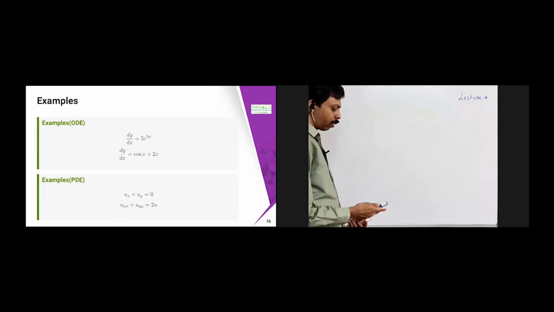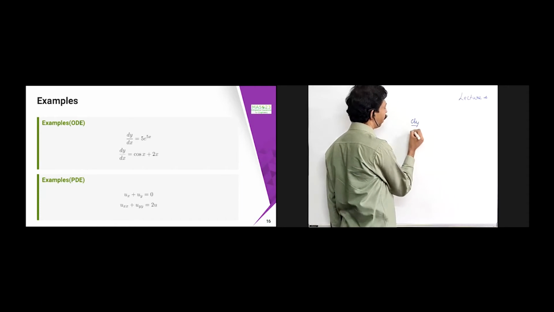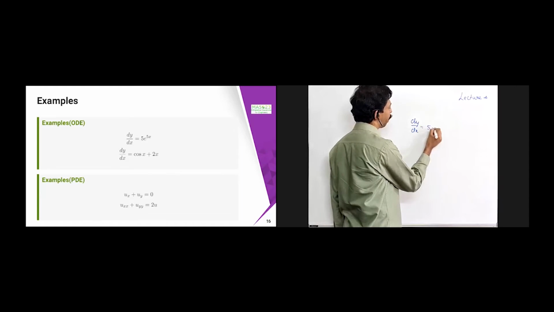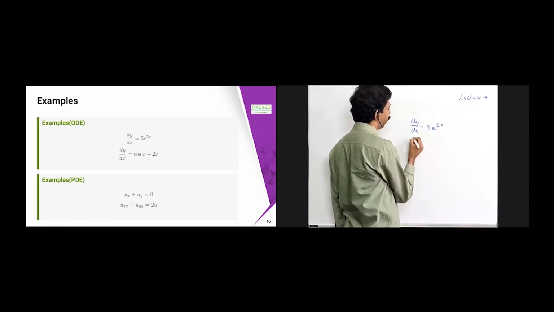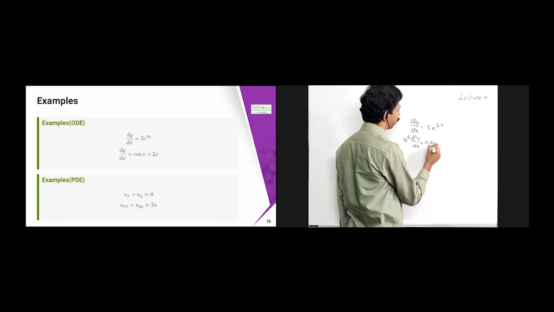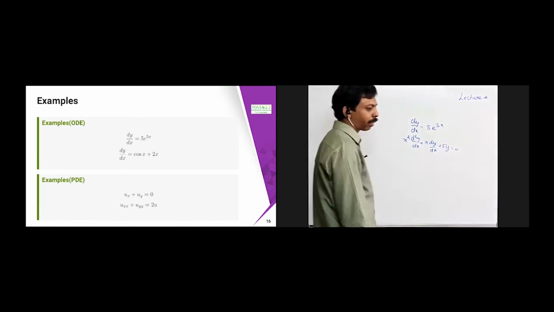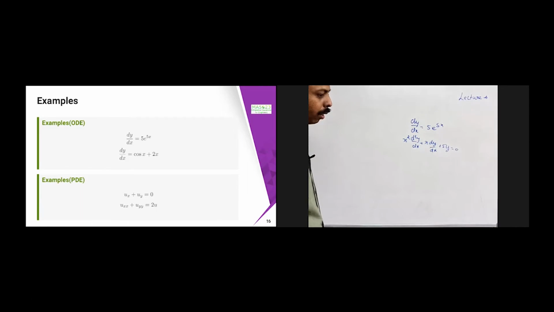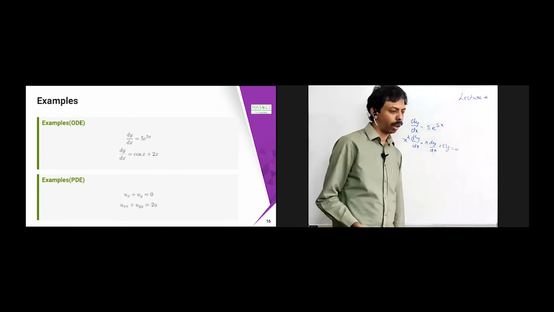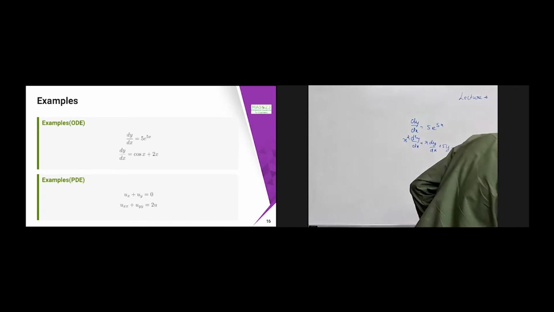Now for ODE, there are some examples I can give. dy by dx equal to 5 e power 5x. Similarly, x square d square y by dx square plus x into dy by dx plus 5y equal to 0. These are some examples of ordinary differential equations. Similarly, we have seen uxx plus uyy equal to 0, uxx plus ux plus uy equal to 0, or uxx plus uy equal to 2u. These are all examples for PDEs.